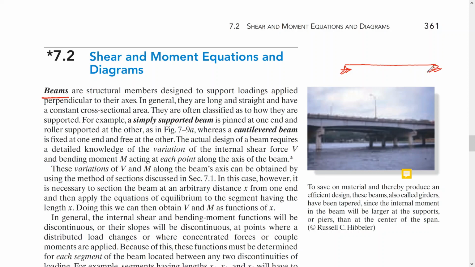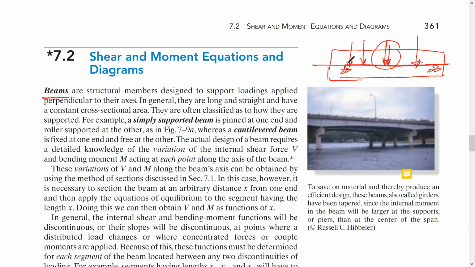So if you see, all the time the load comes this way. So the main job for the beams is to carry bending moment. So this is the main job for the beams. And as I just mentioned, they are like horizontal structural members. The load is applied vertically to their axis. This is the longitudinal axis of the beam, and the load all the time comes this way.